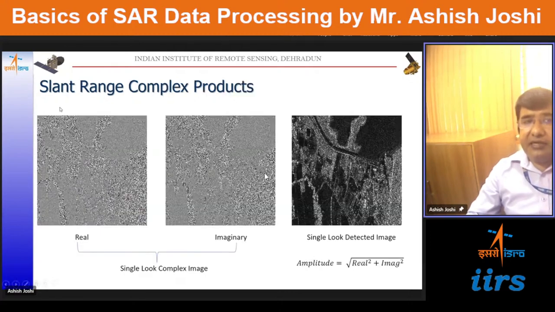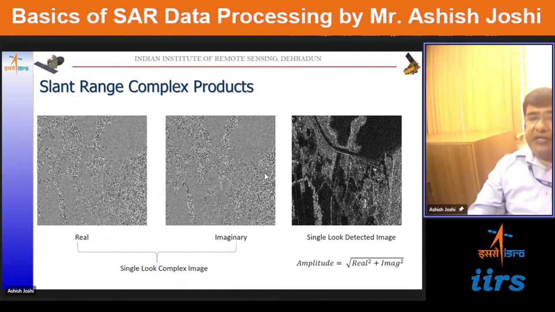So you can see the slant range data. This is the real part data and this is the imaginary part data. These are the two images in the processed product. If we take the amplitude, the square root of real square plus imaginary square, then we can visualize this image, which is called the single look detected image.